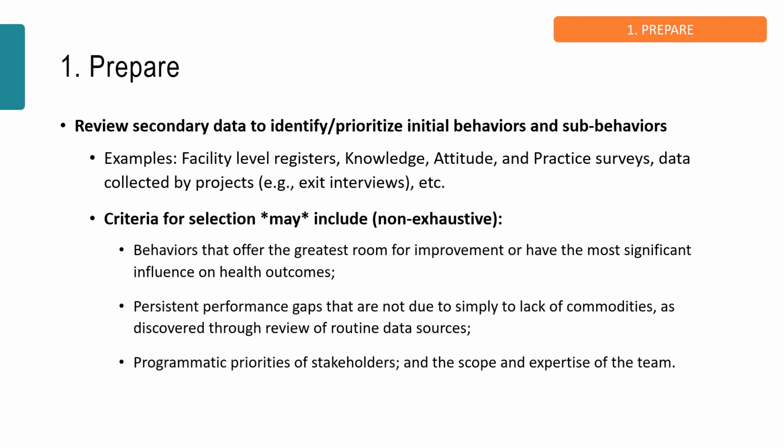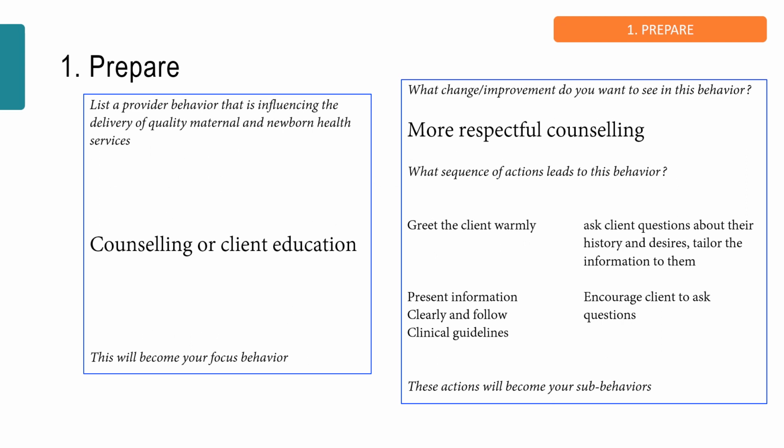We really want to look at behaviors that offer the greatest room for improvement or have the most significant influence on health outcomes, where there may be persistent performance gaps that are not due to non-behavioral issues such as lack of commodities discovered through routine data sources. And we want to have the priorities of the stakeholders. And we also need to keep in mind the scope and expertise of the team. So this prioritizing behavior exercise really lets you start thinking about those key behaviors you want to focus on.